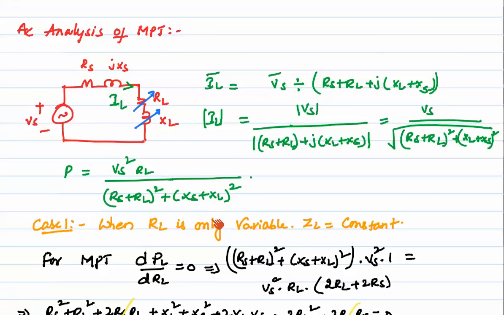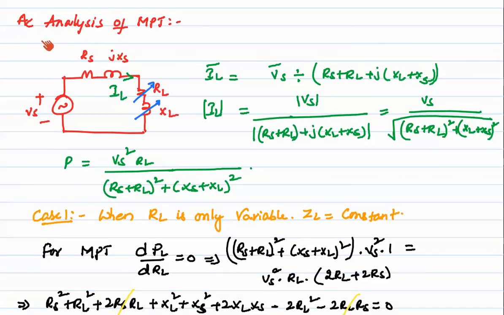Before we discuss the problems, let's discuss a very important topic, the AC analysis of the maximum power transfer theorem, which is very important for GENCO, TRANSCO, APSPDCL and PSUs. In this case, first we take Rs and jXs, the inductance, as the total source impedance, and here we have the load impedance. IL is a current vector.